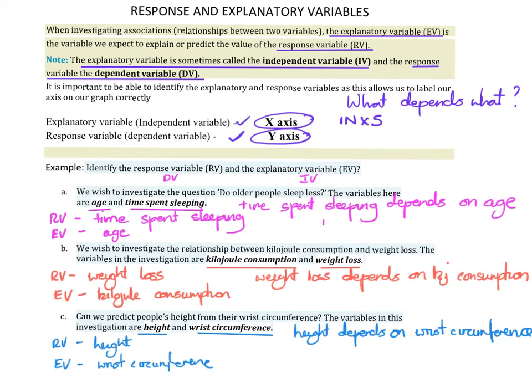For each of these scenarios now we've worked out the response variable and the explanatory variable. So why is that important? Well, now we know what is going to go on our x-axis and what will go on our y-axis. Remember, the explanatory variable goes on the x-axis. The response variable will go on the y-axis. And now we've got that information.